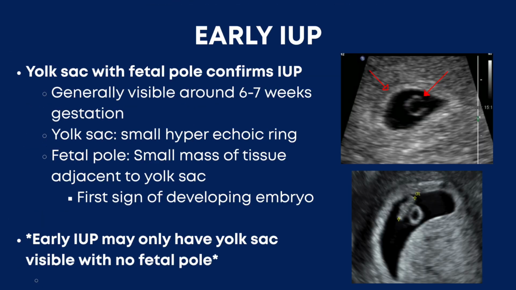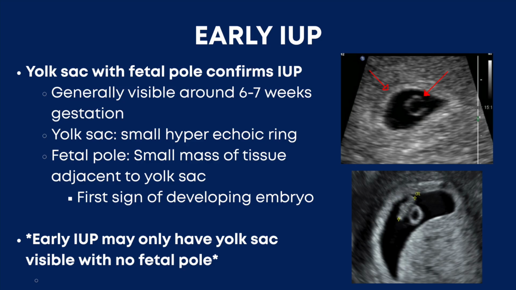As far as identification of the early intrauterine pregnancy, the first thing that is visualized is called the yolk sac, which is often seen around 6 to 7 weeks gestation. And this is a small ring in the uterine cavity, as you can see in the photos.